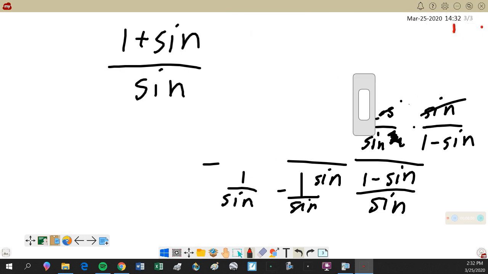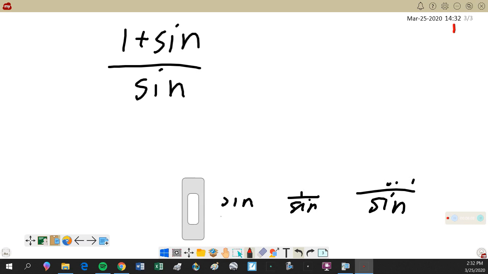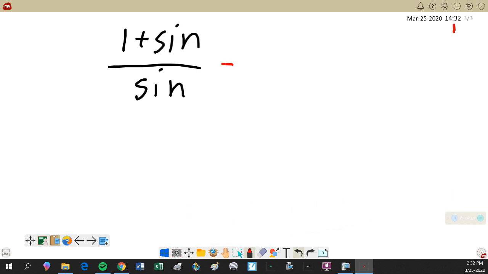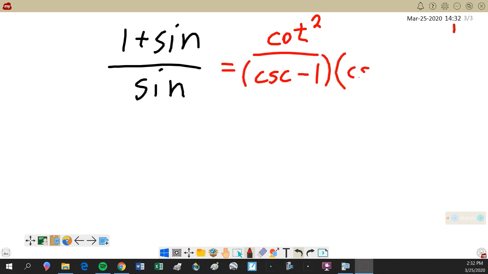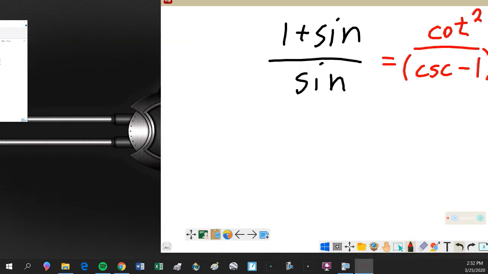Okay, let's try it a different way, because we're just building your toolbox. The more tools you have in your toolbox, the easier calculus is going to be. What was it again? Cotangent squared over cosecant minus 1. Let's go straight for conjugates and see if that ends up being a little bit easier. So the conjugate here is cosecant plus 1. Oh, this is probably going to be really easy.